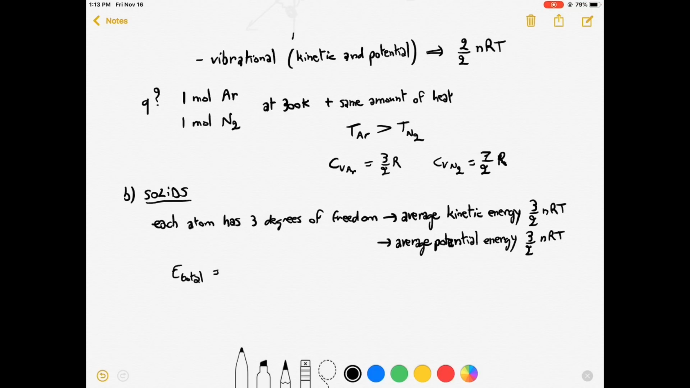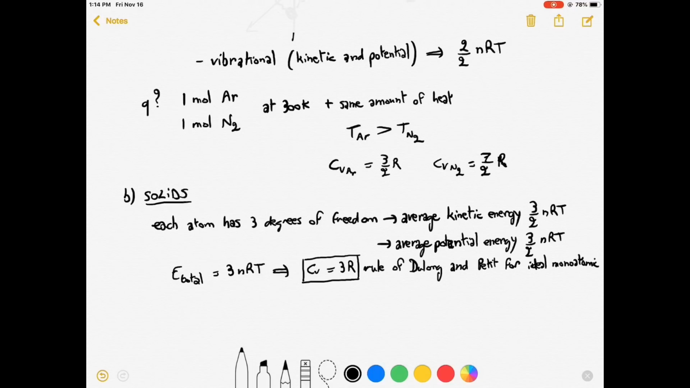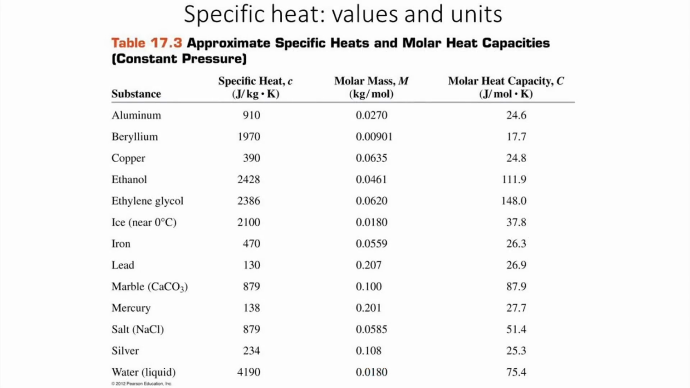And so the total is therefore going to be 3 nRT, and so that means that the heat capacity is going to be equal to 3R. And that is a rule called the rule of Dulong and Petit, that most monoatomic solids have the same heat capacity, which is equal to 3R. And so this is for an ideal monoatomic solid, and we can calculate this, and this is 24.9 joule per mole per Kelvin.